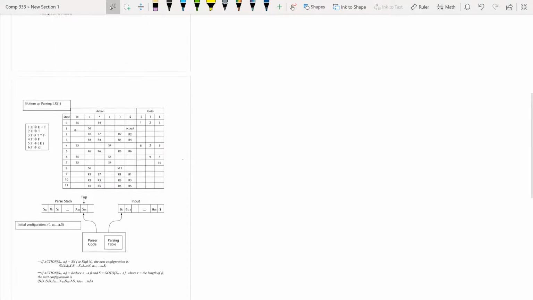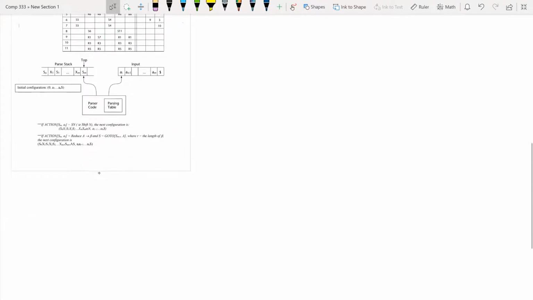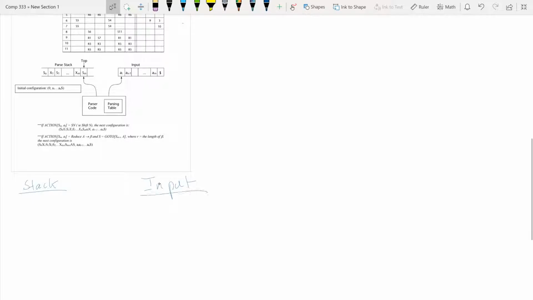The way you do this is you use this big table right here and this little table. The big table basically tells you what to do when a certain syntax appears, and the little table tells you what to do for reductions. So the way you do this is you're going to have a stack, you're going to have an input, and you're going to have an action.